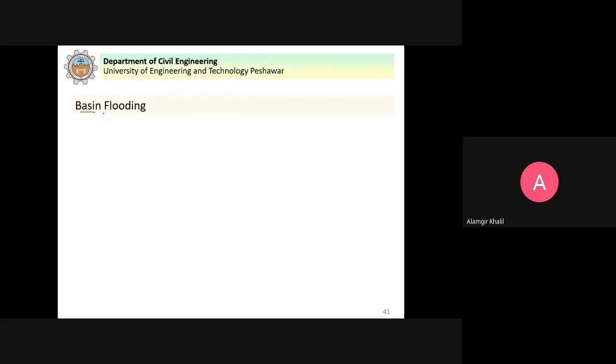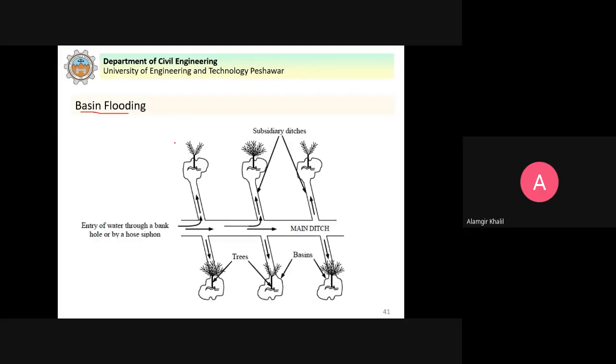Next, we have basin flooding. In basin flooding, we have the main ditch that supplies the water, and then through subsidiary ditches, we supply water to the trees. You can see here on either side, we have a small basin around each tree where the water is supplied, and that is used by the trees. So this is known as basin flooding.